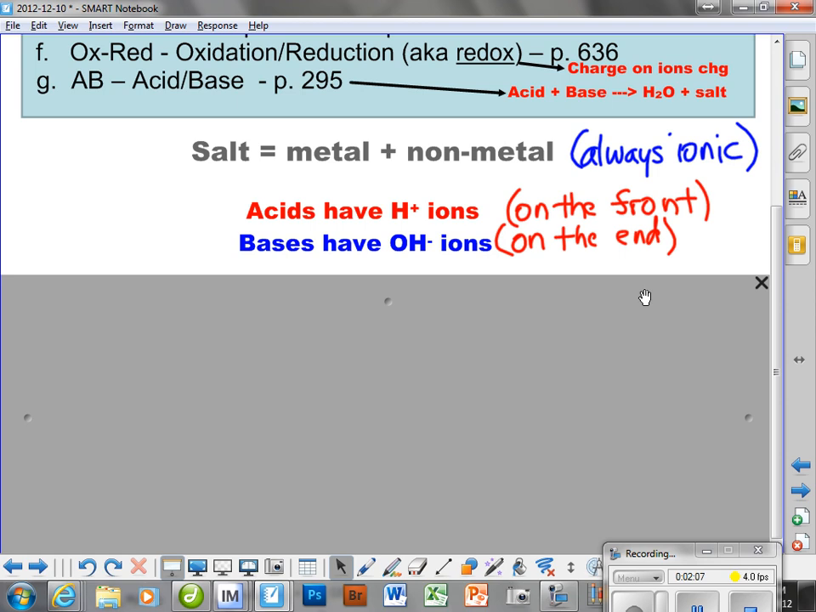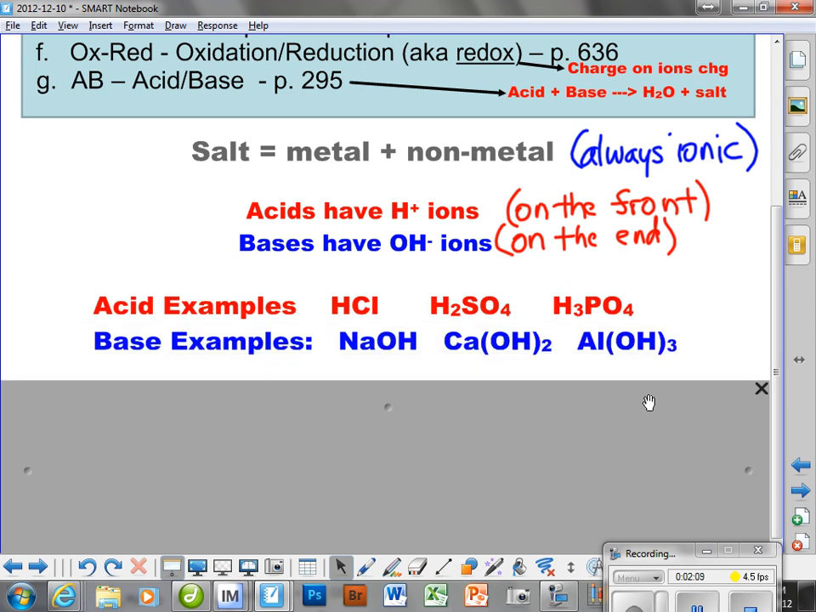So let's look at some actual examples of acids and bases, most of which you've memorized by now. But HCl, what's that? Anyone? HCl? Hydrogen chloride. By the way, hydrogen chloride would be a correct name if it were not in water. So that was okay. But what do we call it when it's in water? Hydrochloric acid. Good.